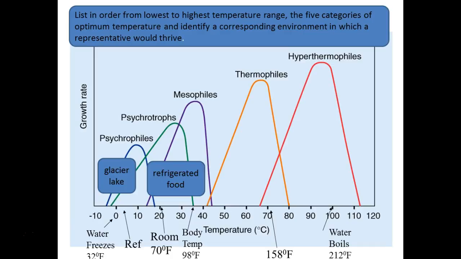Psychrotrophs are the ones we worry about because this temperature range is about your refrigerator. And there are some microorganisms like Listeria that can grow in the refrigerator.